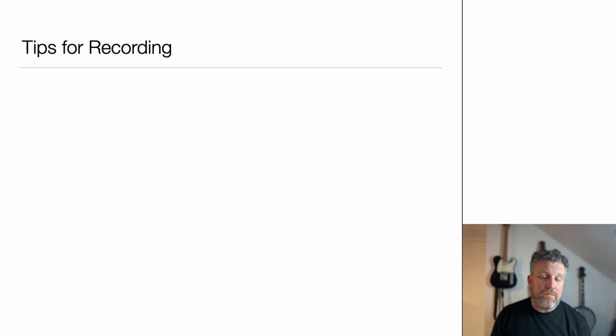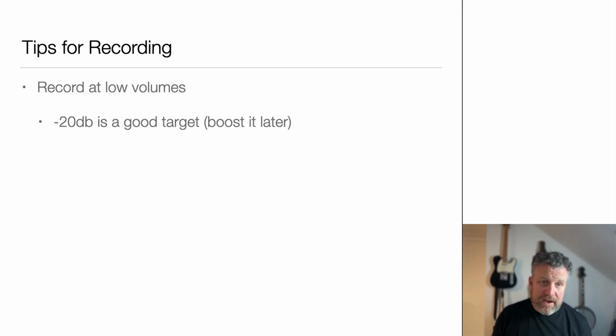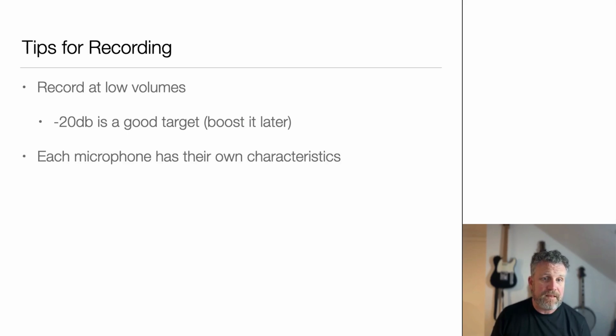Okay, so here's some random tips that I'll give you for recording. The first one is to record at low volumes. If you record at low enough a volume, peaking is unlikely. You can always make the sound louder later on. And as I said, -20 dB is a good target. Each microphone has its own characteristics. Everyone is different. As you use a mic, you'll get to know the way it picks up sound and where those sweet spots are. The more practice you have, the better sound you'll get.